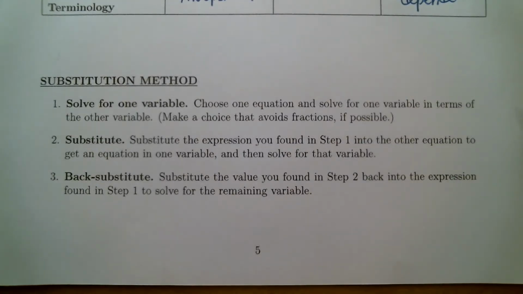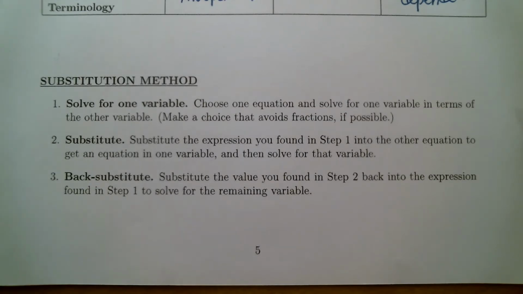All right, at the bottom of page 5, I have the steps for the substitution method outlined. So let's go ahead and read through those and then we'll try some problems. Step 1, you're going to solve for one variable. You're going to choose one equation and solve for one variable in terms of the other variable. Okay, and there's a little hint there that says make a choice that avoids fractions if you can.